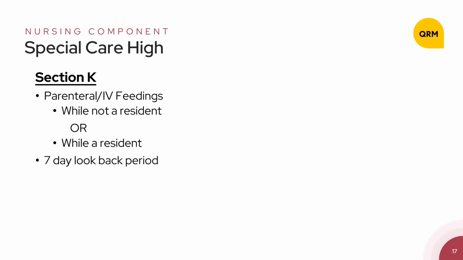In section K, it's your parenteral feedings or IV feedings, and this can be while not a resident or while a resident. The key here is it's a 7-day look-back period. So that 7-day look-back period could extend into prior to admission, and that's where you would get your while not a resident, okay? The huge component of this, and the part that has had the most focus over the last little bit, is it has to be given for hydration, dehydration, or nutrition. So your documentation has to support that. And if you don't have documentation to support that, then you shouldn't be coding it.